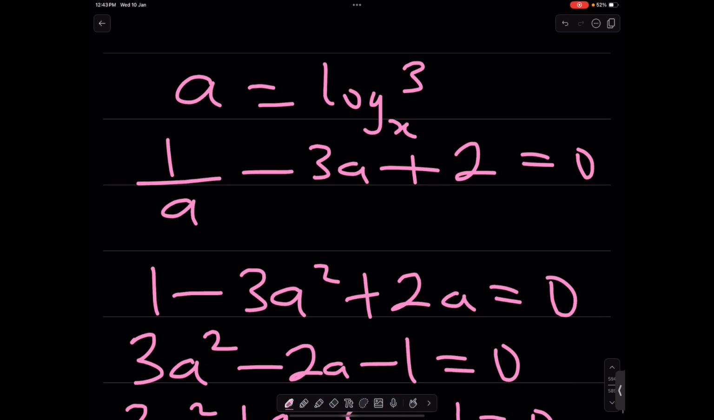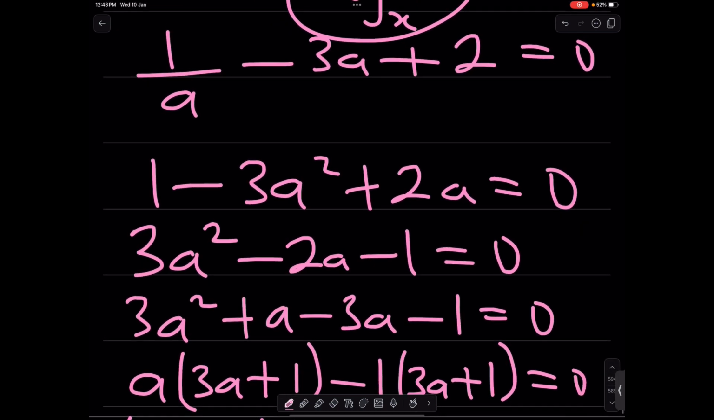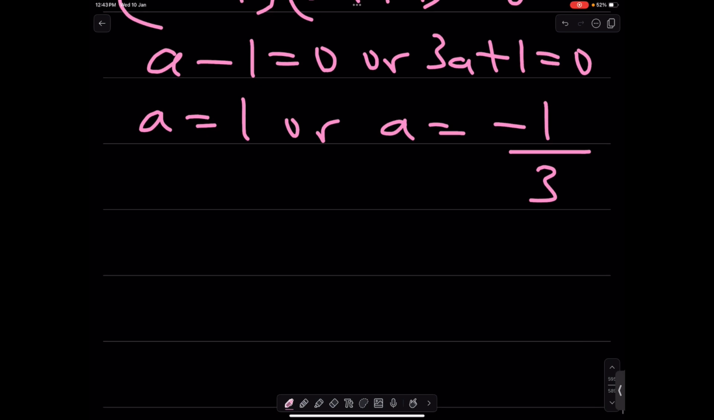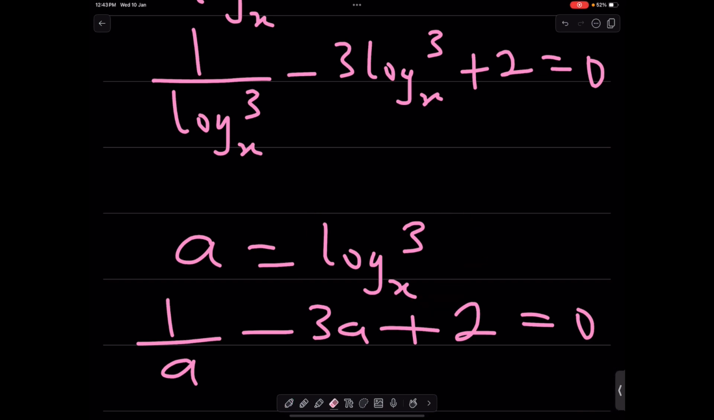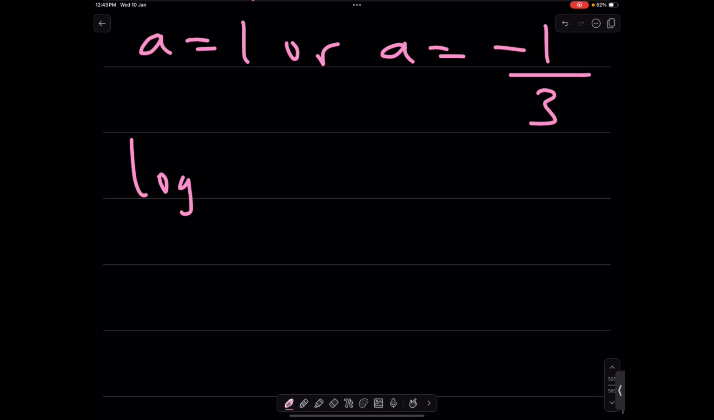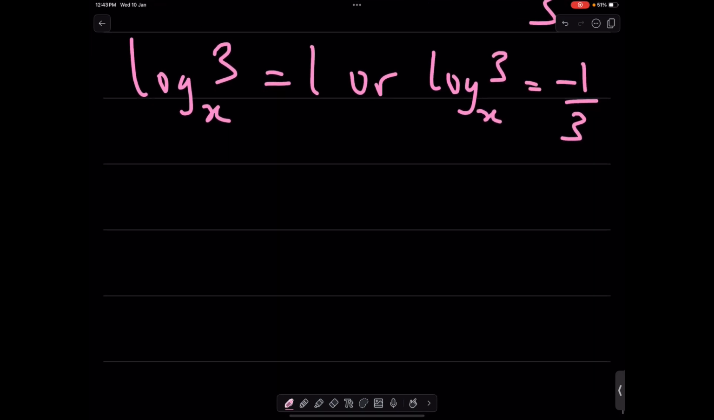But don't forget that a is not what we are supposed to find. Sorry, a is equal to log 3 base x. So that simply means log 3 base x equals 1, or log 3 base x equals minus 1 all over 3. And what does that mean?